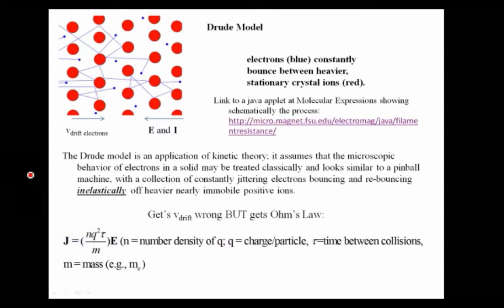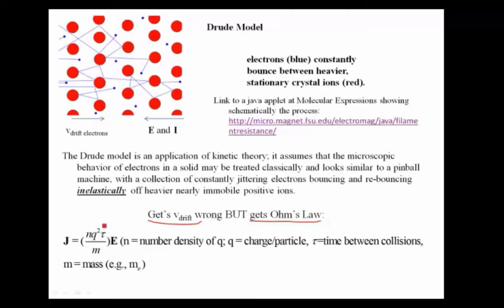So let's go back to the expressions that we're interested in. So we have the basic model. One of the things that's wrong with this model is it gets the wrong drift velocity, but it's going to get us Ohm's law. The result is shown right here. The current density is going to be a set of constants here times the E field, and if you remember, this was the conductivity. So this is Ohm's law right here. What are the constants? N is again the number density of the charge, Q is the charge per particle, and tau is a time between collisions.